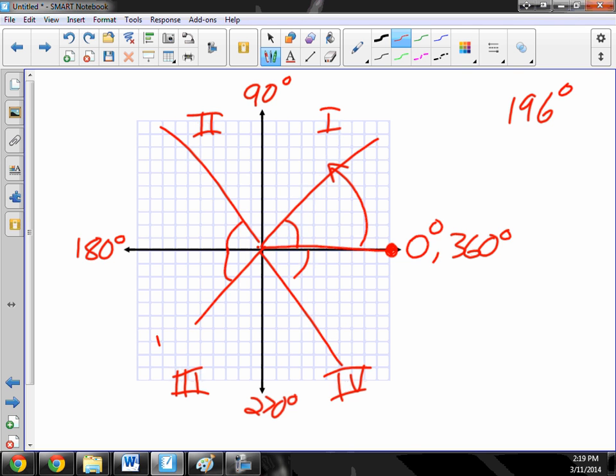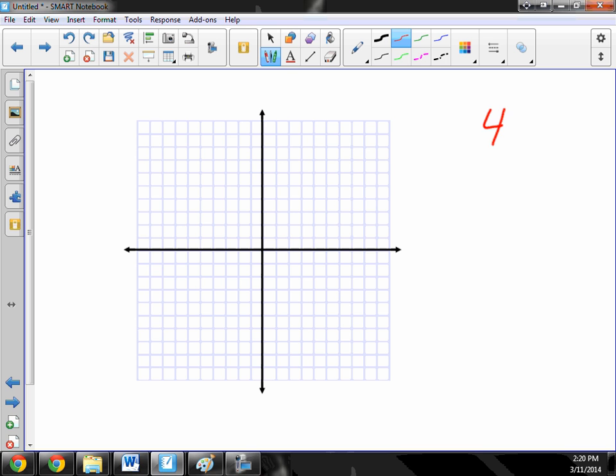So if this line is 196, what is the reference angle? 16, because you need 16 degrees to get back to 180. Now, reference angles are always positive. They're always positive. Okay? So if I asked, what is the reference angle for 425 degrees, how would we figure that out? So we'd subtract 360, and we get 65 degrees, and that actually is the reference angle.